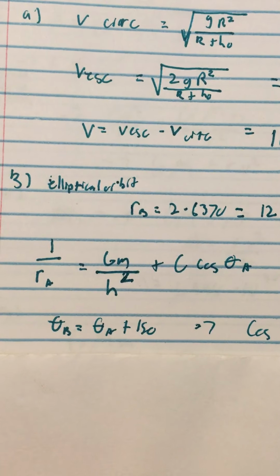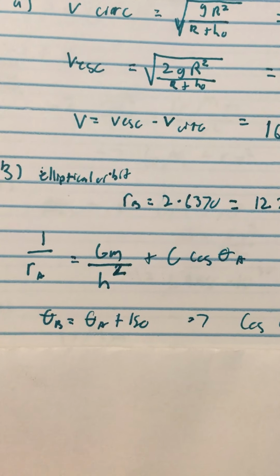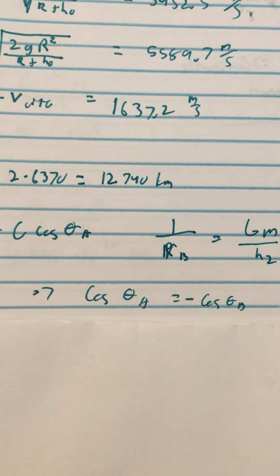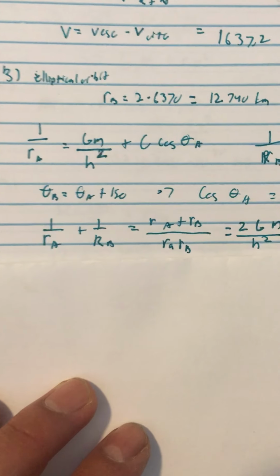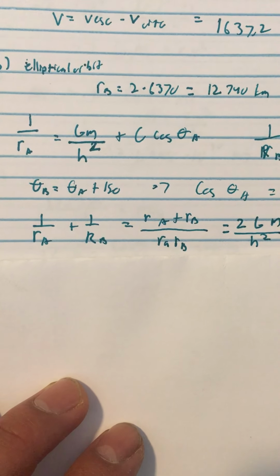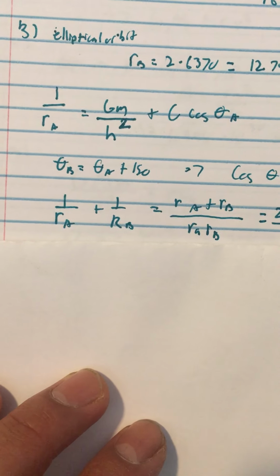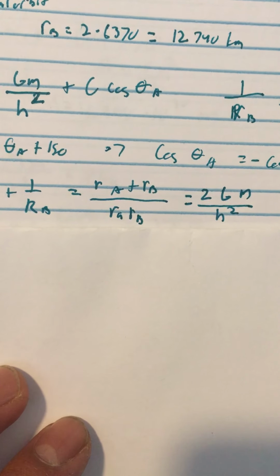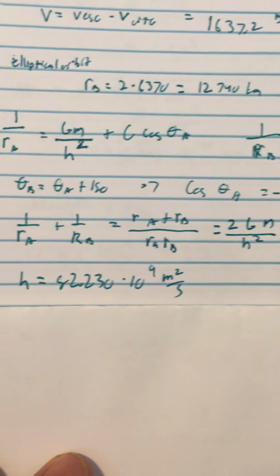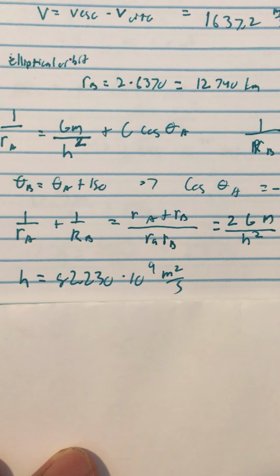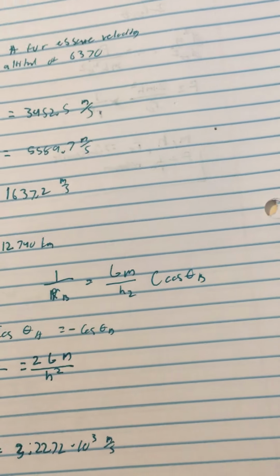We know that theta B equals theta A plus 180. So we can conclude that cosine theta A equals negative cosine theta B. That allows us to set up this 1 over RA plus 1 over RB equals that right there. And we're able to put that this equals that 2GM over h squared. And then solving for h, we get 82.230 times 10 to the power of 9 meters squared per second.